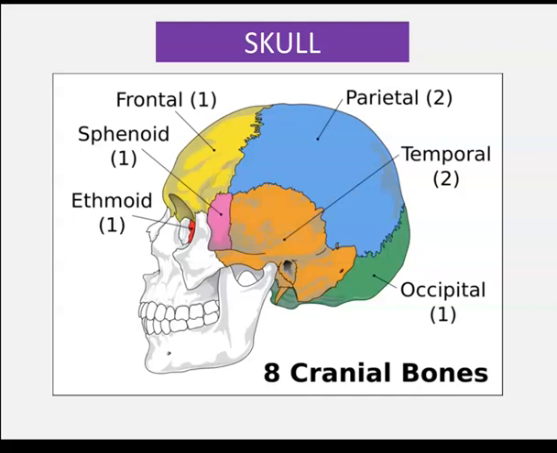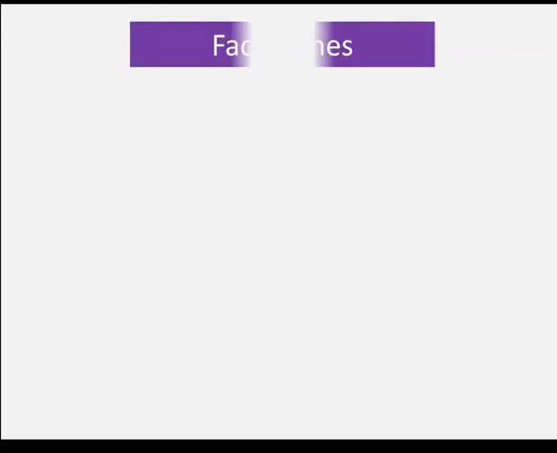So skull or cranial bones contain the 8 bones, in which 1 frontal bone, 2 parietal bones, 2 temporal bones, 1 occipital bone, 1 sphenoid bone and 1 ethmoid bone. Okay, these are the 8 cranial bones. Then face bones.